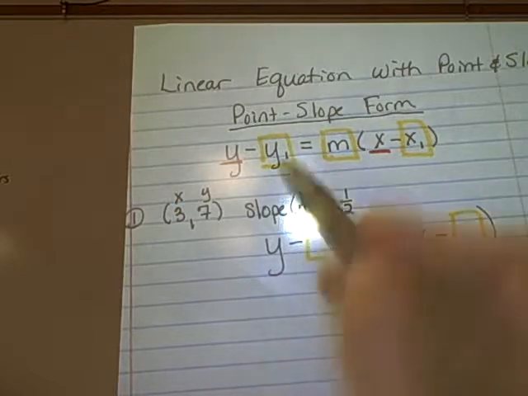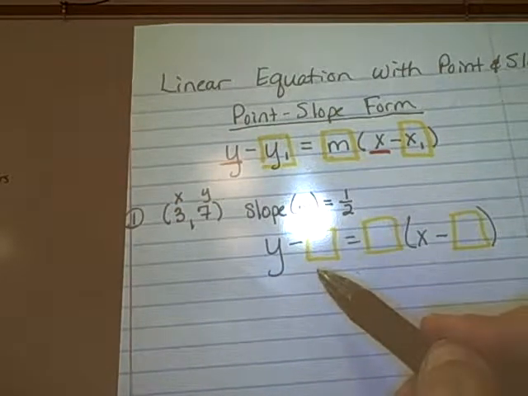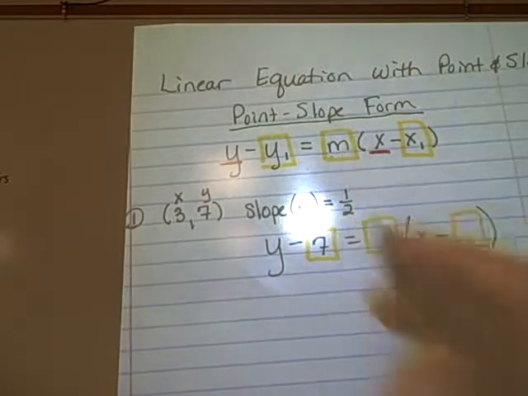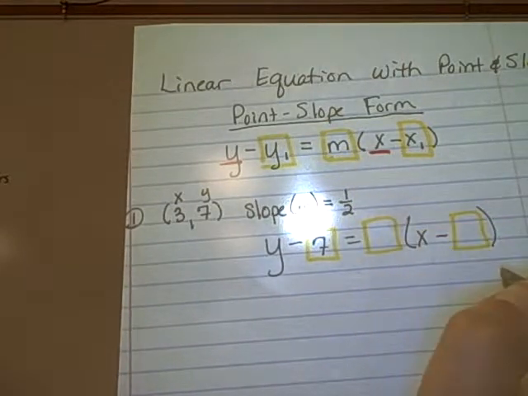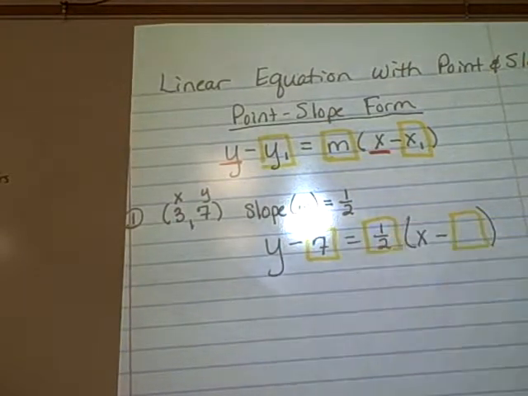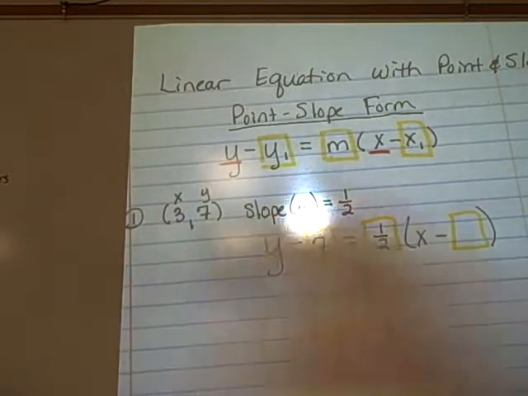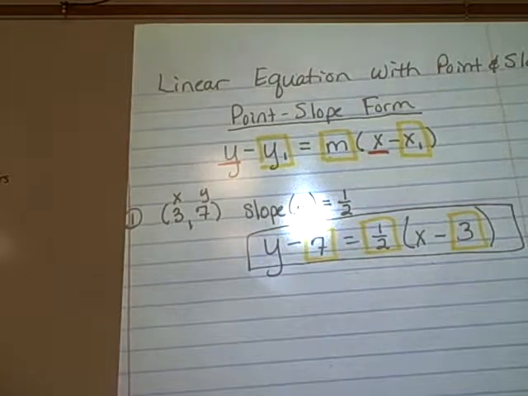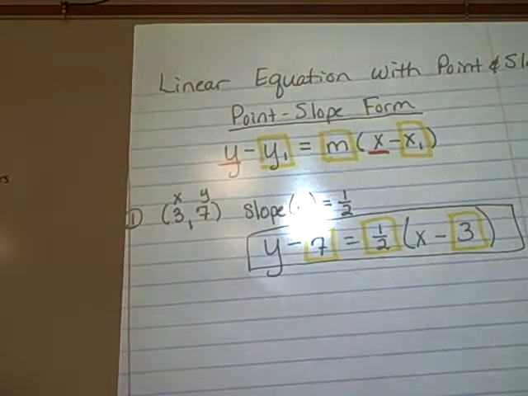So y minus y1. So what's the y number? 7. 7 goes right there. Equals m. What's the m number? 1/2. And then x minus the x number, which is? 3. Ta-da, you wrote the equation. That is it. Y'all see it? That's it. I'm telling you, it's easy.